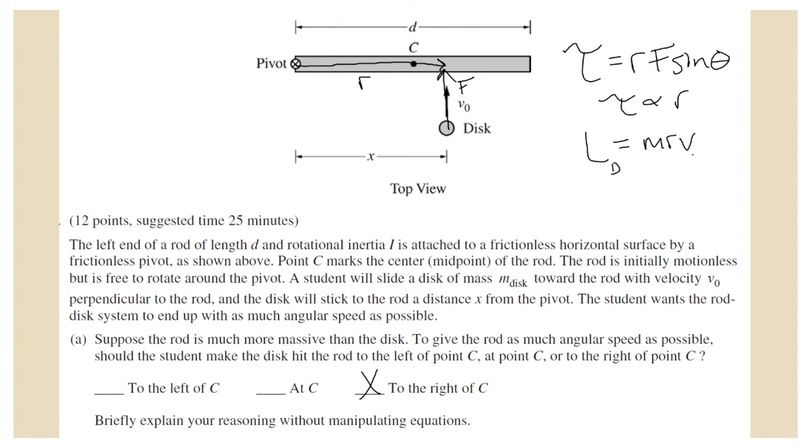Now, the other way that you could look at it is, well, the disk here is going to stick to the rod. And so that means it's going to impart its angular momentum. Whatever angular momentum it has, it's going to impart that angular momentum to the rod. And according to the equation for the angular momentum of a point mass, that angular momentum is directly proportional to the distance from the pivot point. And so notice both of these analyses suggest you want to make it be as far as possible from the pivot point, which means here to the right of C.